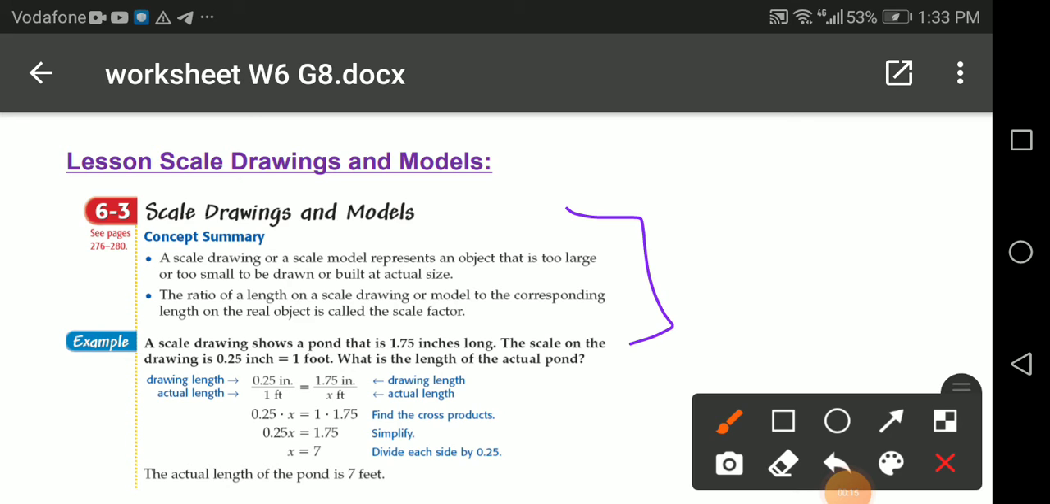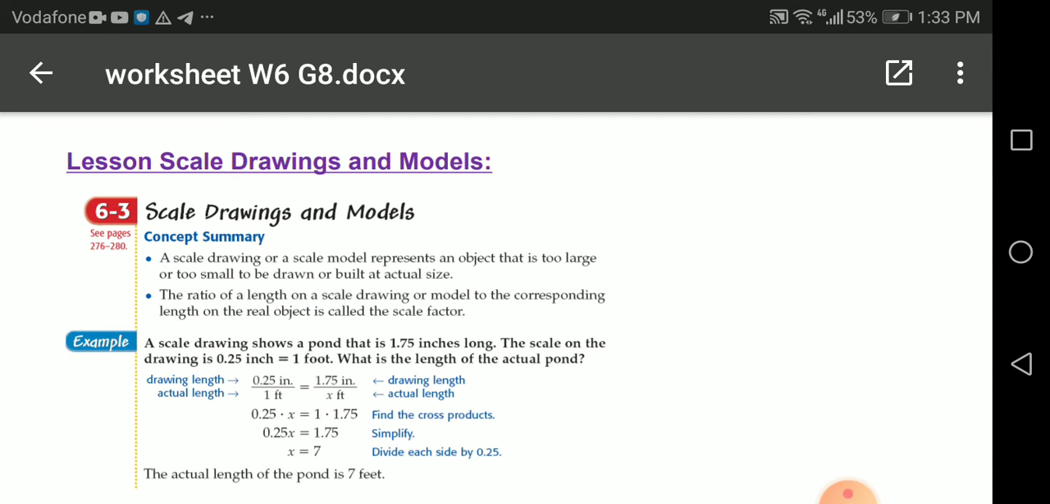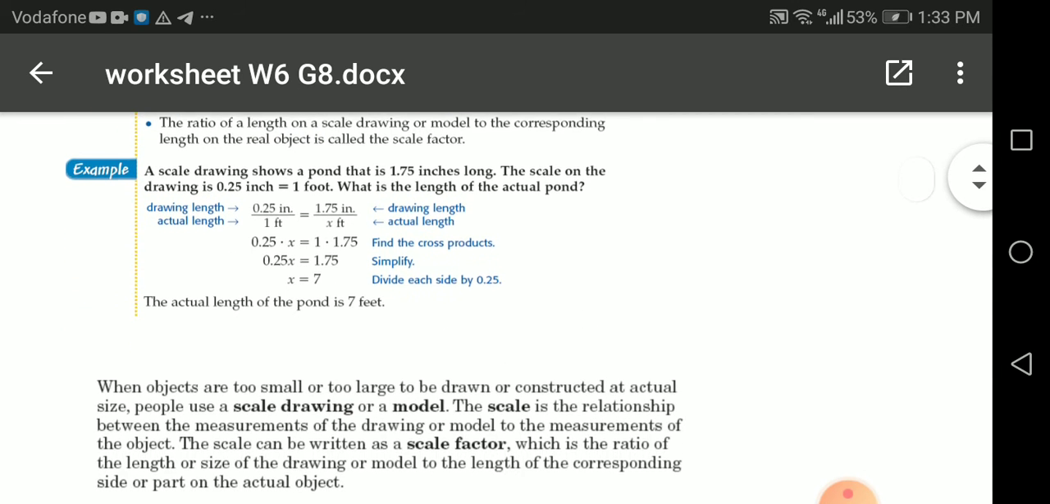If you want to make a scale drawing or a scale model, it's used when we want to draw or represent an object that's too large or too small to be drawn or built at actual size. The ratio of the length of a scale drawing or model to the corresponding length of the real object is called the scale factor. So let's start our session now.